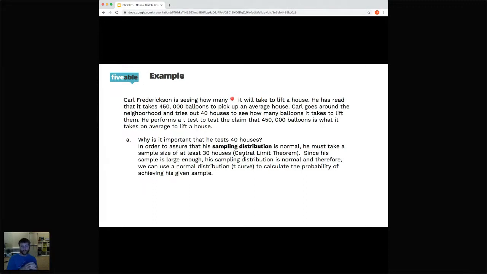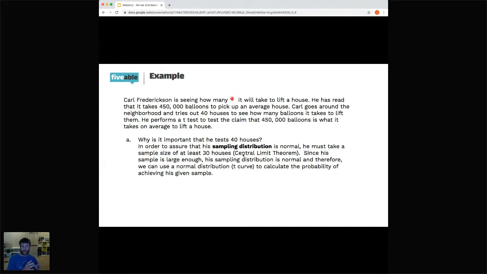Okay, regardless of what the distribution of number of balloons it is to pick up every house. Okay, we don't know that. But we know that the sampling distribution of that, as long as our sample size is more than 30, is going to be normal. Okay, so he's after the sampling distribution to calculate that p-value that he's ultimately going to do. Since his sample is large enough, greater than or equal to 30, like we mentioned in the chat, his sampling distribution is normal, and therefore he can use a normal distribution, which is the t-curve in this aspect, to calculate the probability of achieving his given sample.